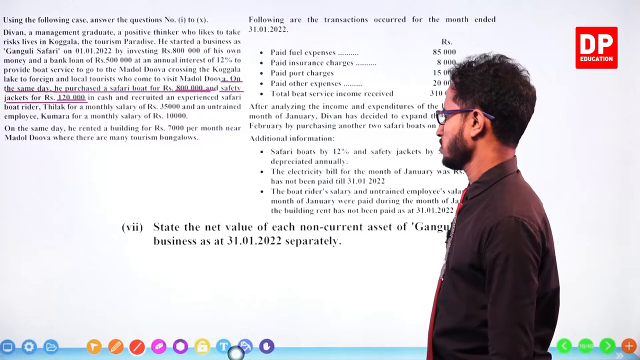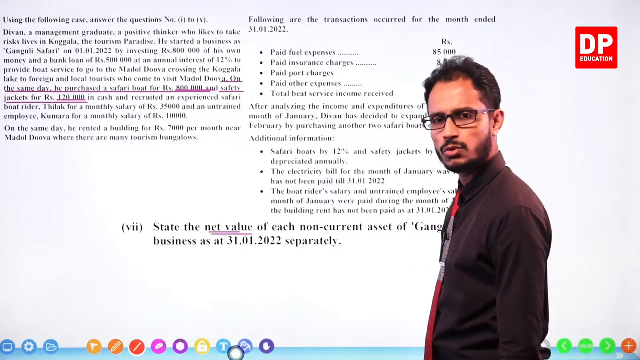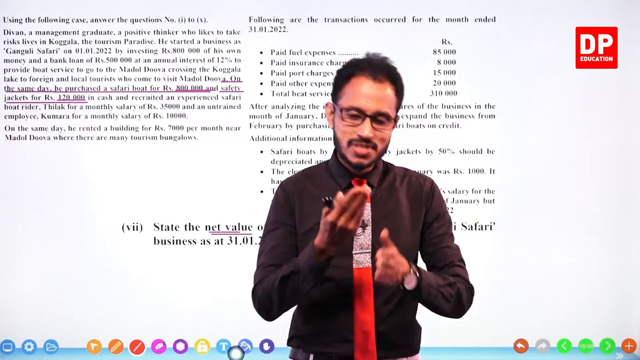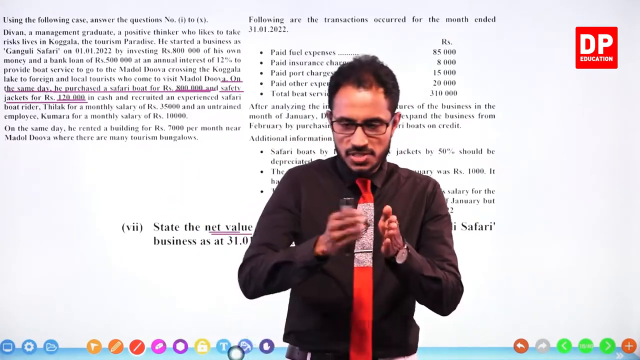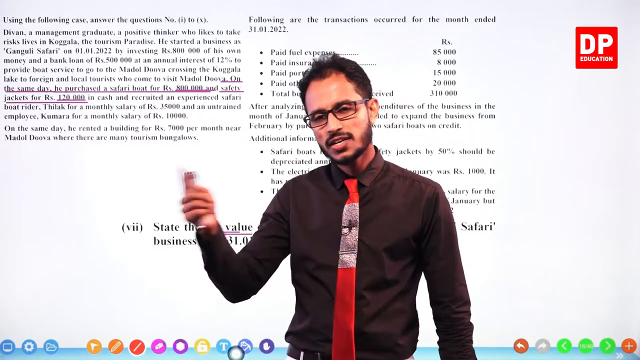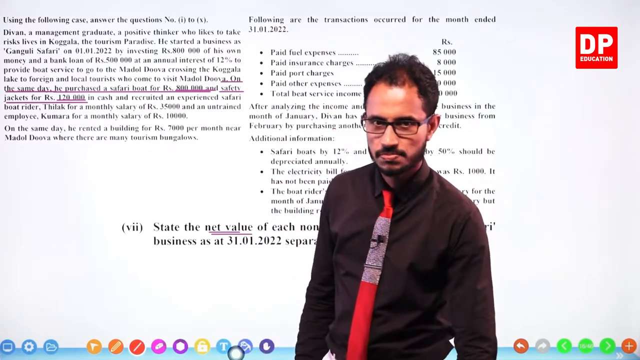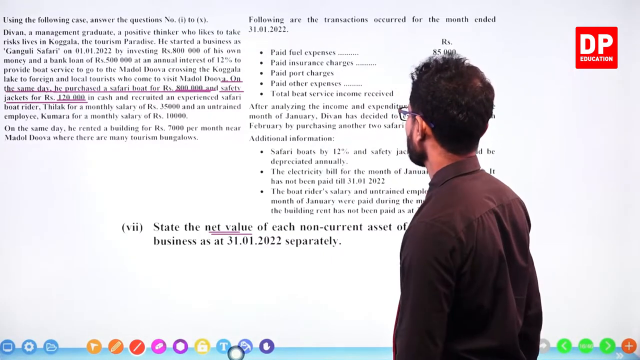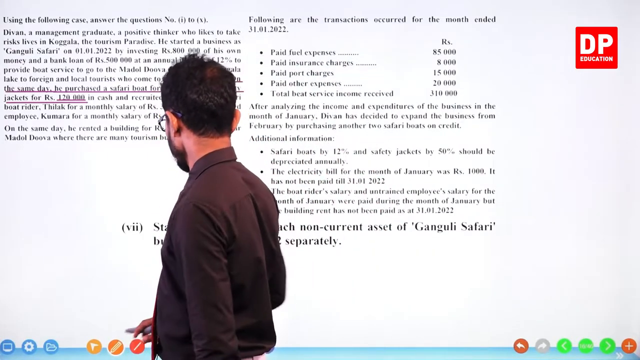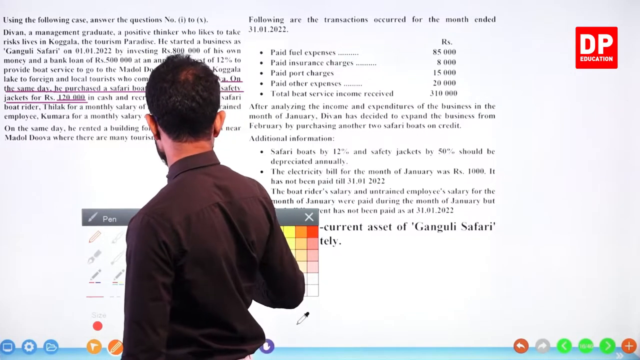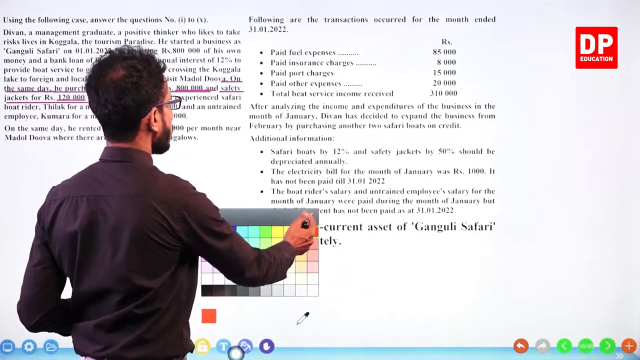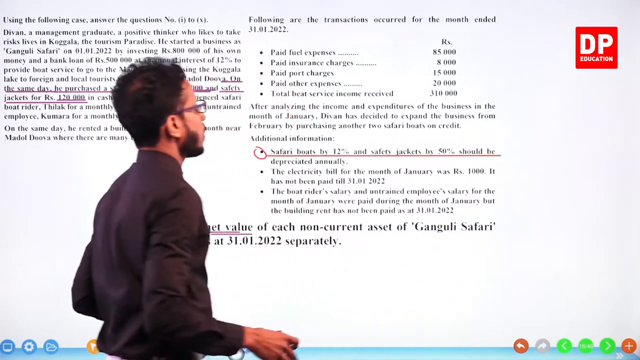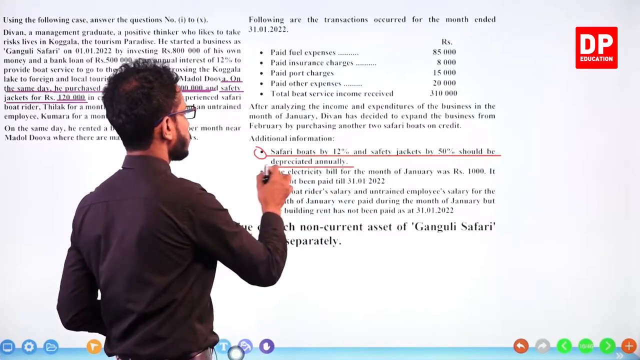The net value, what are they saying now? Net value means after a period of time, when the depreciation has been deducted, the value after subtracting depreciation. All right, state the net value of each non-current asset of Ganguly Safari. Now they say safari boats should be depreciated by 12% and safety jackets by 50%. That is what they are asking now.